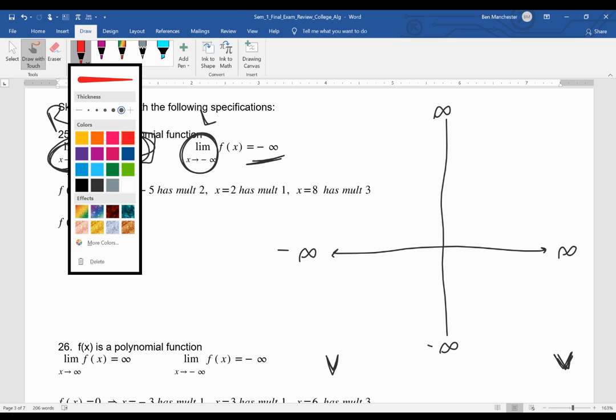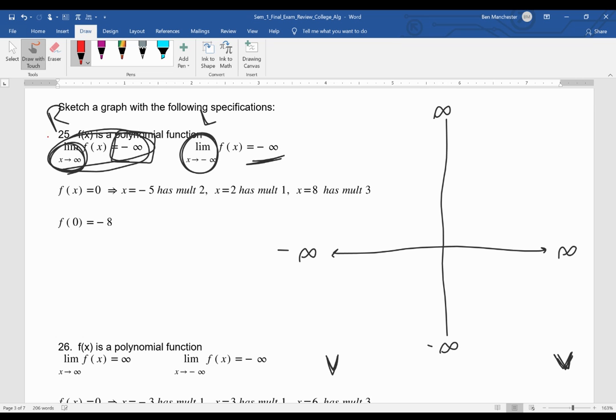So our next little bits are talking about where it crosses your x-axis. Y equals 0 is your x-intercept. So negative 5 has a multiplicity of 2, so it's going to bounce. Positive 2 has a multiplicity of 1, so it's going to cross there, and positive 8 has a multiplicity of 3, so it's going to flatten. It's going to flatten out here at positive 8.